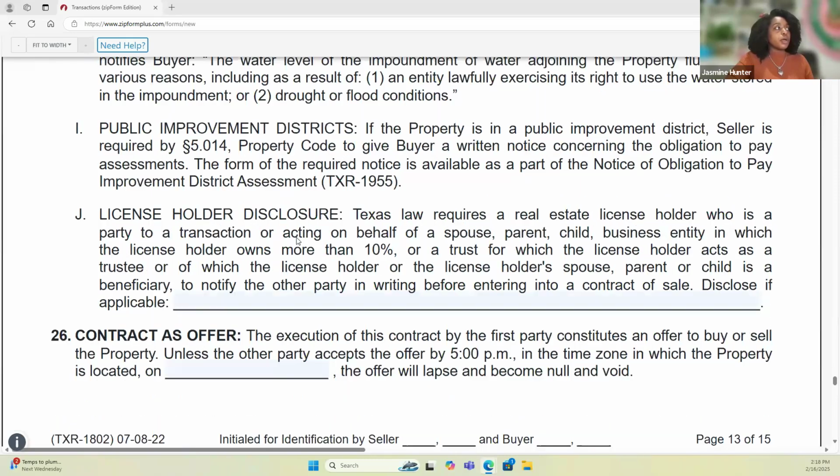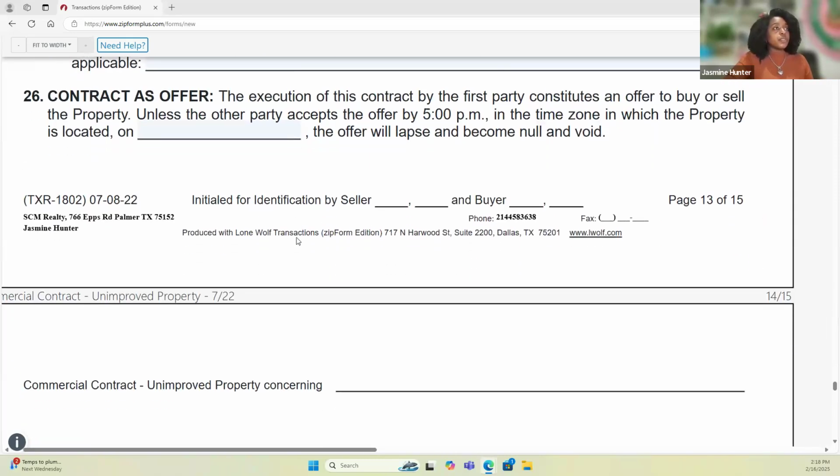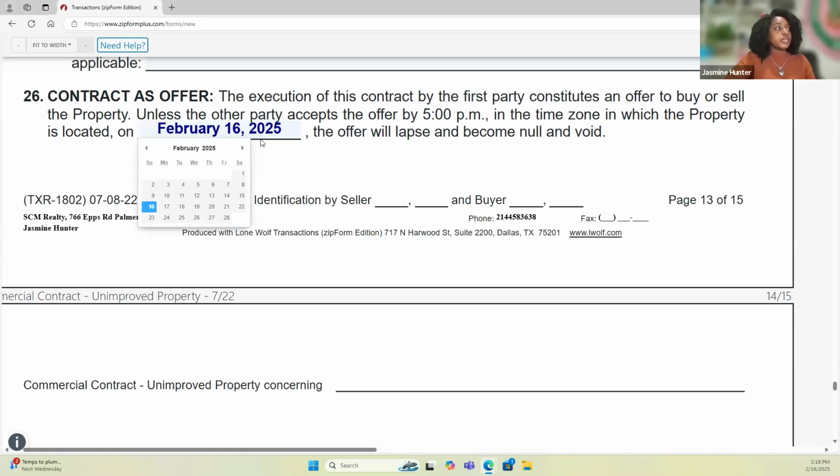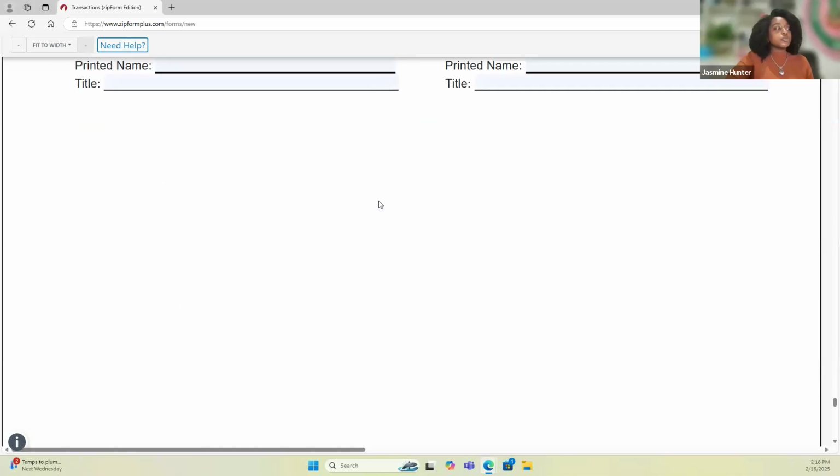If we're talking about PIDs, PUDs, things like that, the contract as offered, you have to have it unless the other party accepts the offer by 5 p.m. in the time zone in which the property is located on this date, the offer will lapse and become null and void. Okay, so it's giving them a time limit. And now we have our signature page.